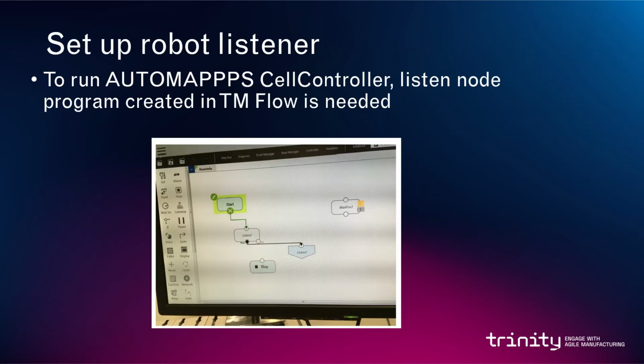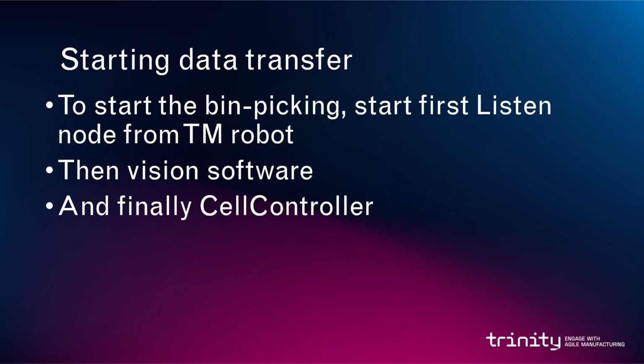In order to run the AutoMap cell controller on the robot side, we will need to establish a communication, which in Omron Techman's case is the listen node, used as the listener node. To start the data transfer, we will need to start the listen node from the TM robot, and then the vision software, the image processing system, and then finally the cell controller.